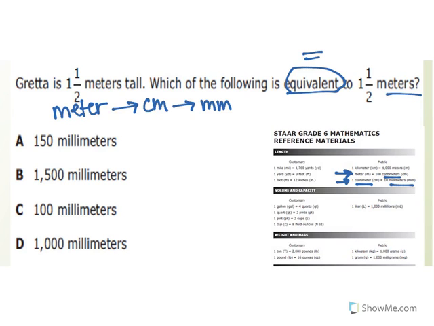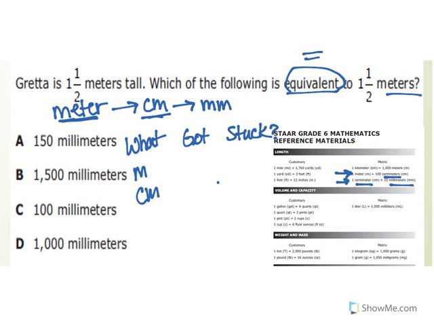The first step, I'm going to compare our meters to centimeters. I'm going to use my "what, got, stuck" method. What am I comparing first? I'm comparing meters to centimeters. Got: what information do you have? Well, the information is right here. It says 1 meter is equal to 100 centimeters. Stuck: where am I stuck? Well, I'm stuck because I don't have 1 meter.